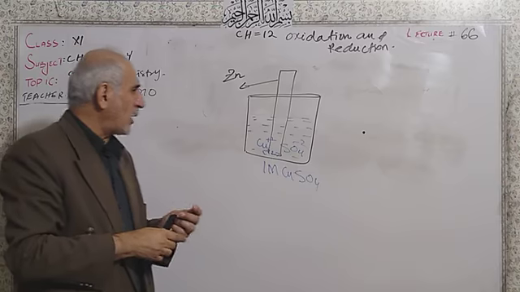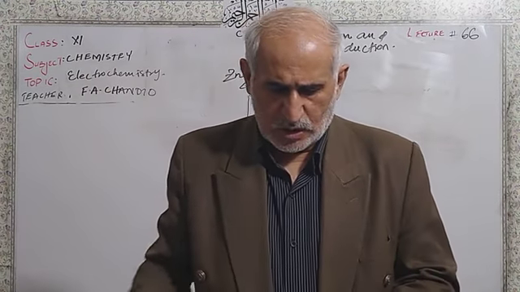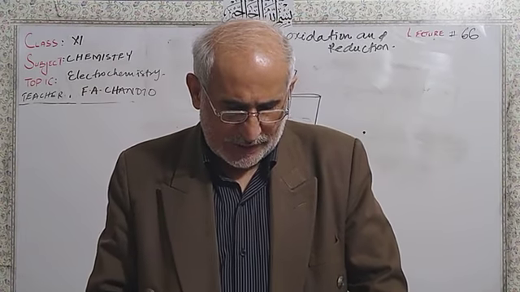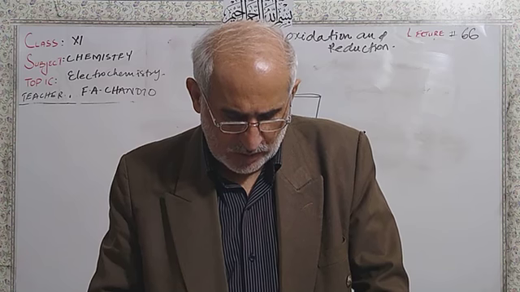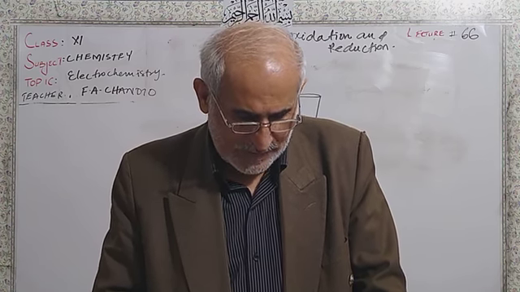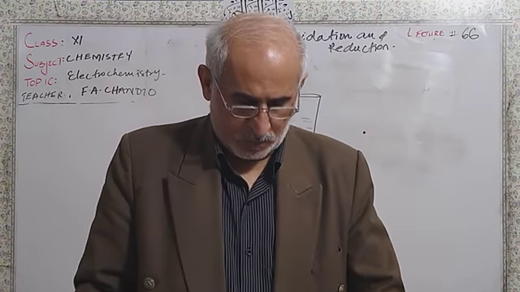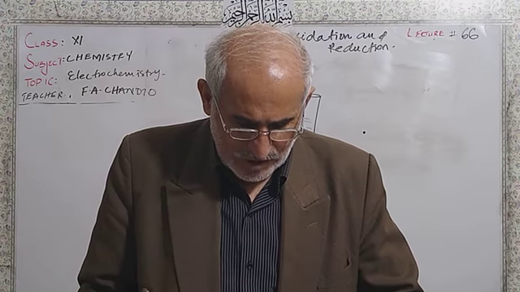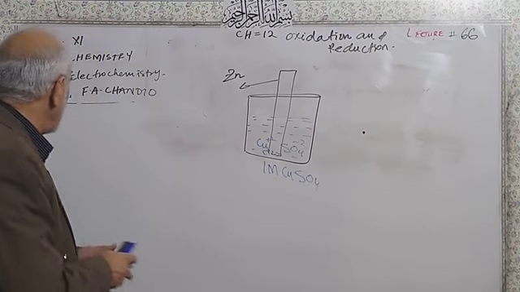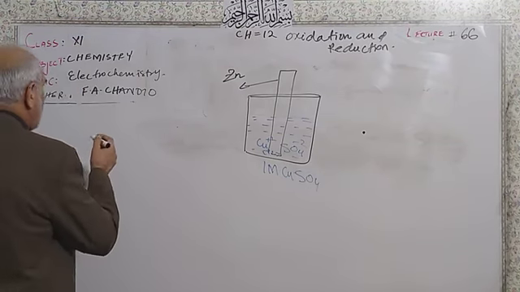When you put a zinc plate in a copper sulfate solution, you observe that a dark brown layer of copper begins to form on the zinc surface. At the same time, the solution loses its blue color. If we analyze this solution, we find that there is slowly and gradually an oxidation-reduction reaction.